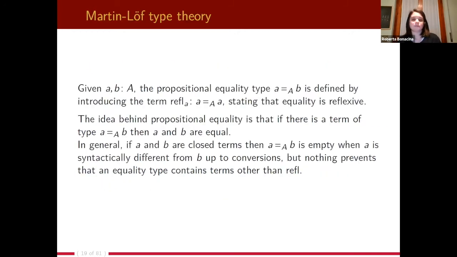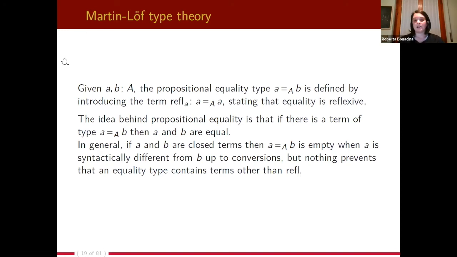Now, let's introduce the last important type of Martin-Löf type theory, which is propositional equality. Given a type A and two terms of this type, a and b, we introduce the propositional equality type a = b in A. And we have only one canonical term. Well, not all the equality types have a canonical term, only the ones with the same endpoints. And this canonical term is the reflexivity, refl a, which says again that equality is reflexive.